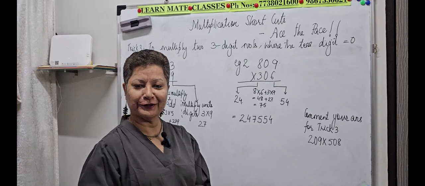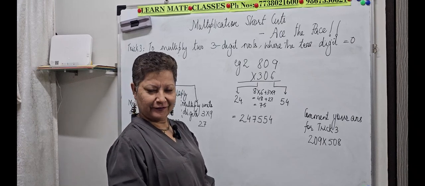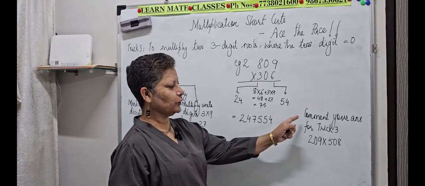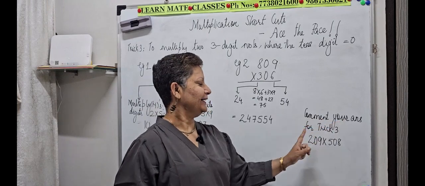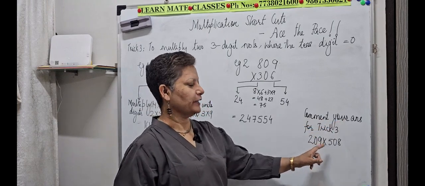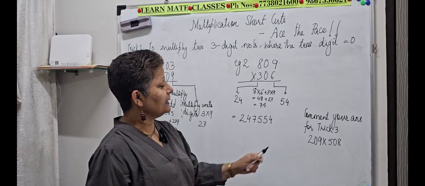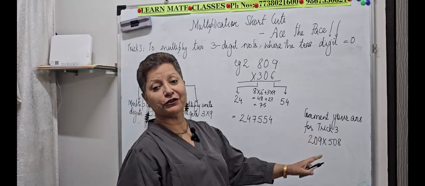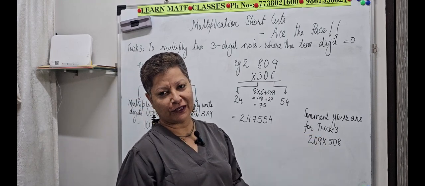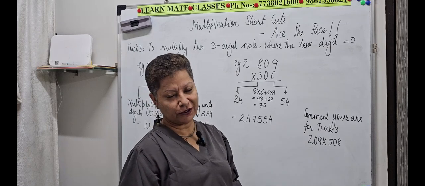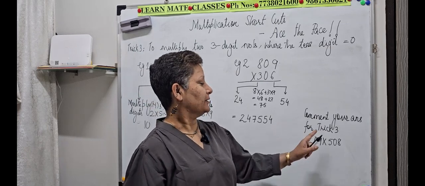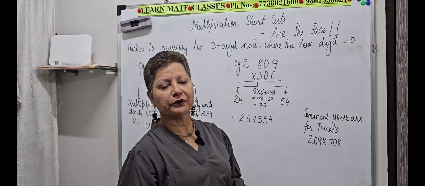So how will you come to know that you've learned this trick? What about a small test? Comment your answer for trick 3. Your question is 209 into 508. Please don't forget to mention your trick alongside. Which trick are you talking about? Otherwise, there's going to be a confusion. So this is your test for trick 3. Let's move on to trick 4.